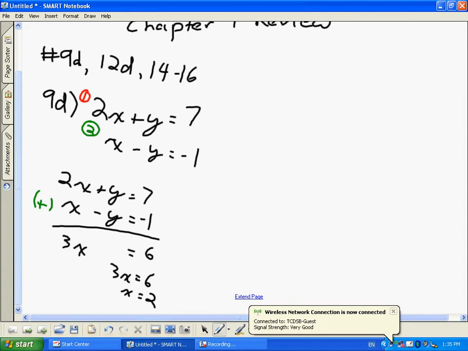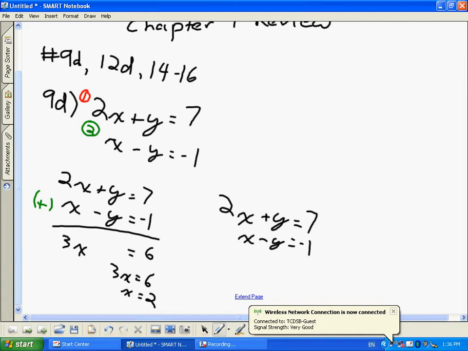On the other side, same two equations, 2x plus y equals 7. You could just substitute it. I'm going to do another style of elimination because that was really easy. We'll make one a little more challenging. X minus y equals negative 1.